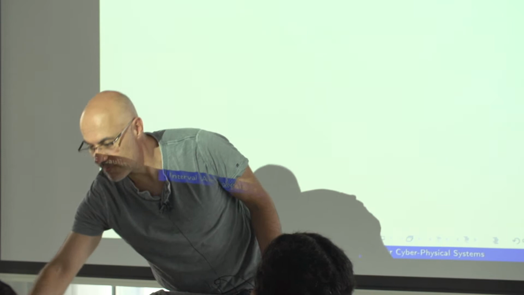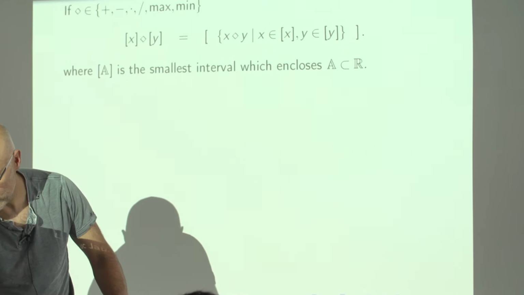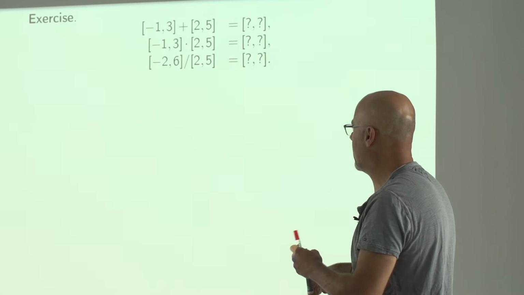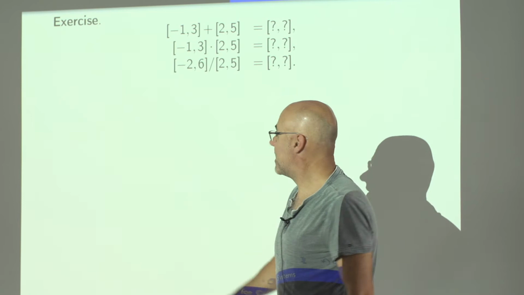Now, interval arithmetic. How can I define it? This is a formal definition, and I will try to explain with an example what it means. The idea of interval arithmetic, which was expressed by a formula before, let's say, for instance, this one. I take A inside this interval. I take B inside this interval. What about the product A times B?